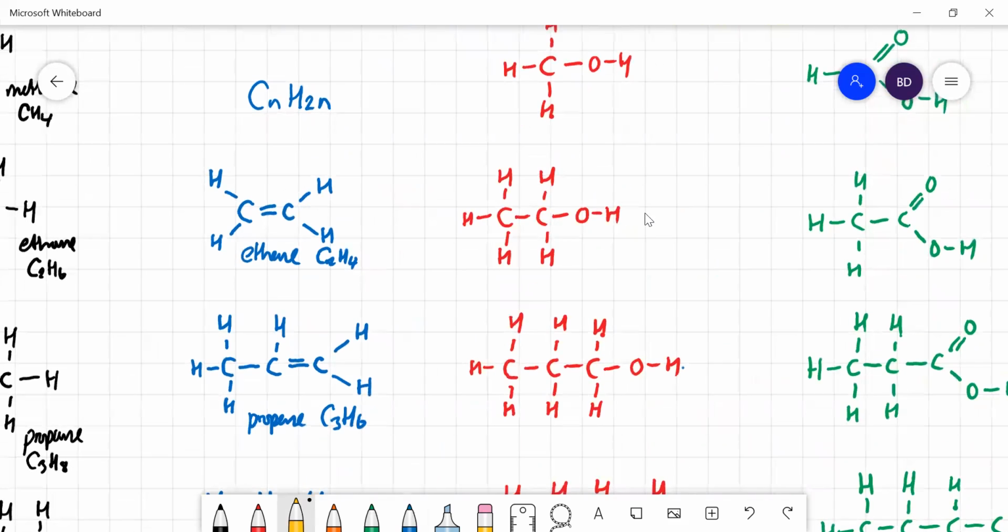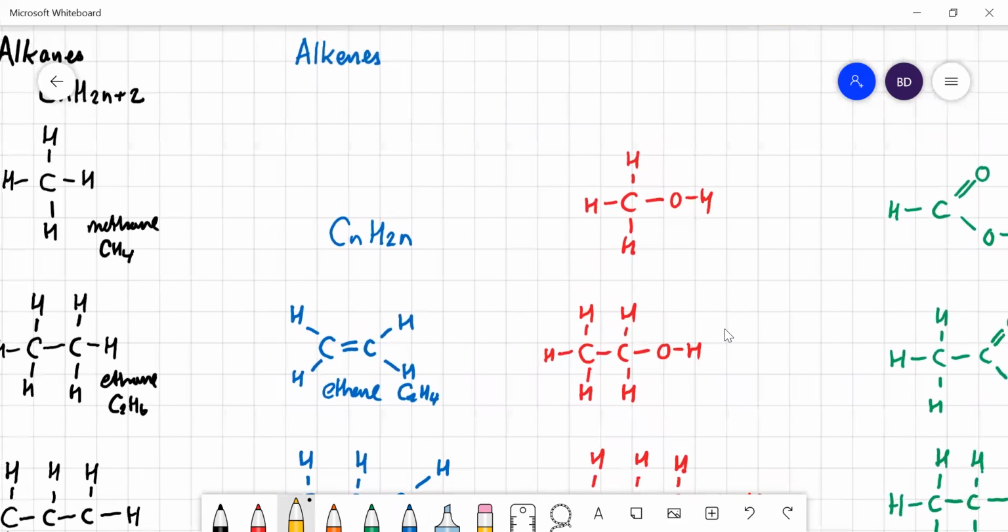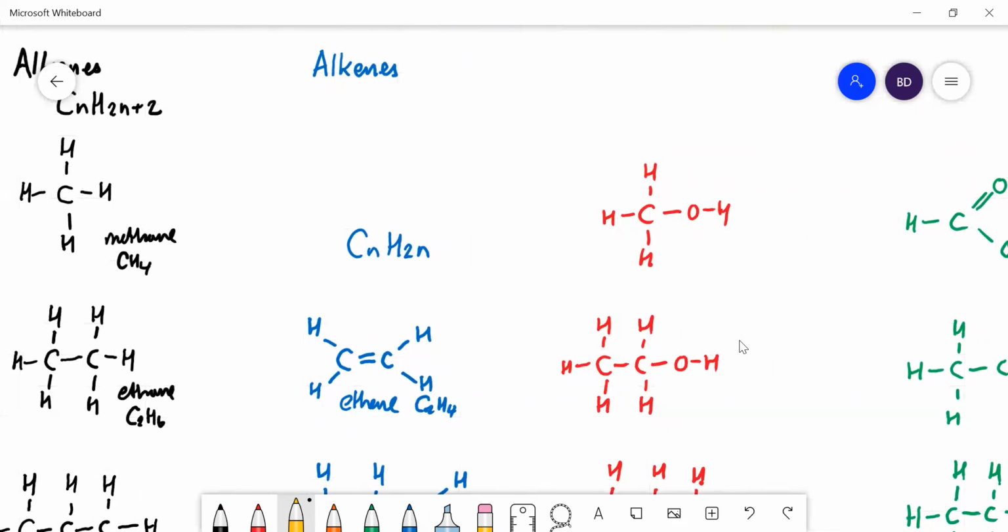Now let's get on to this red family of molecules here. These are called the alcohols. And what we say is that the alcohols contain this OH group here, and that's called the functional group. It's called a functional group because that's what makes the molecule behave in a certain way. The carbons and hydrogens, they don't really do anything. They're just kind of an inert skeleton, really. They don't really do much.